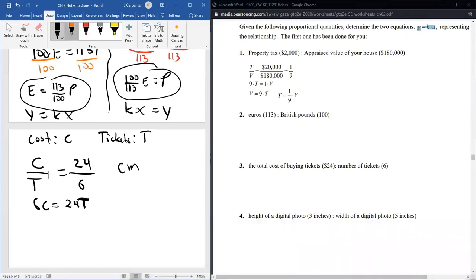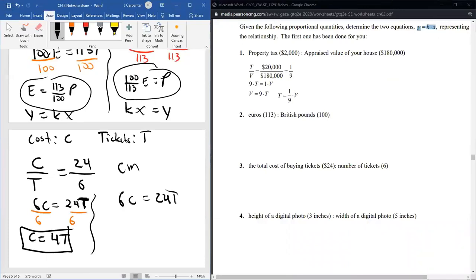And then it's a matter of, well, if you want to solve for C, you divide both sides by 6, which would give us C is equal to 6 goes into 24 4 times, so 4T. That would be one answer. Or you take your 6C equals 24T, and you divide both sides by 24 instead. Now that does not divide perfectly, but it does reduce to 1/4. So 1/4 of the cost would give you the total number of tickets you buy. So this would be the other version. Look at that, K was 4 in one scenario, 1/4 in the other.